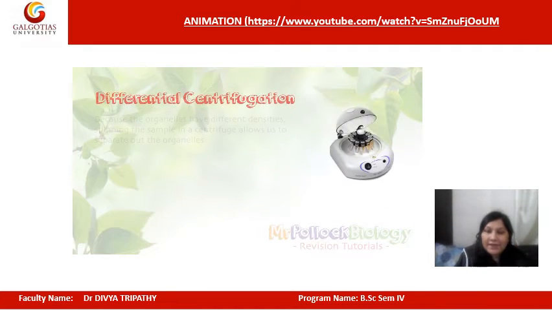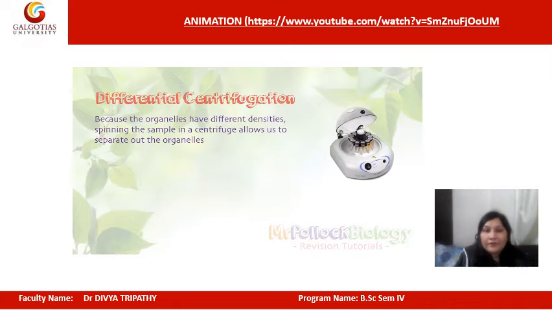So the second step is differential centrifugation. We know that in a cell, the cell organelles have different sizes and different densities. So centrifugation allows the separation of these organelles on the basis of differences in their size and differences in their densities.